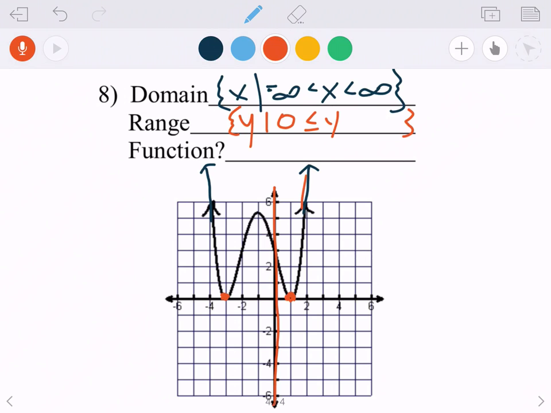And these lines, again, they're going to go up forever and ever. So y is going to be less than infinity. Vertical line test, moving my pencil from the left to the right. It never hits at more than 1 point, so yes, that is a function.